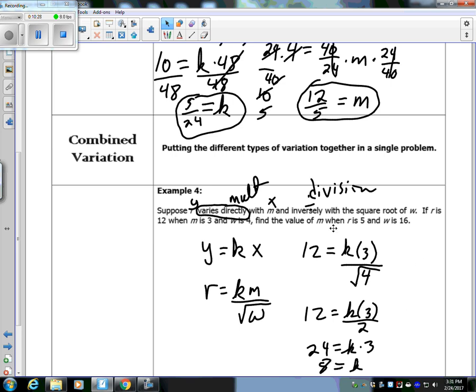Now let's use that k to find the second part of the problem, what we actually have to find. Our ultimate goal is to find the value of m. So now that we have k, we'll know what everything else is. So let's use this general equation that we came up with. And the r is 5, k is 8, m we don't know, so it stays m, and we divide by square root of 16. So square root of 16 is 4, multiply times 5, you get 20, 8 times m, divide by 8, I get m is going to be equivalent to 10 fourths, which reduces down to 5 halves.